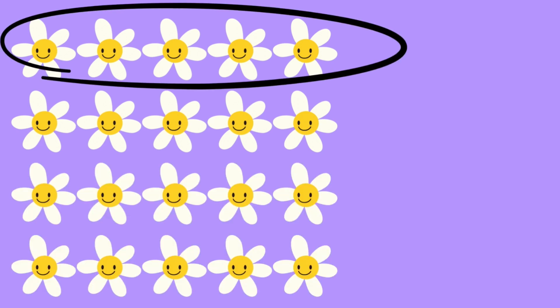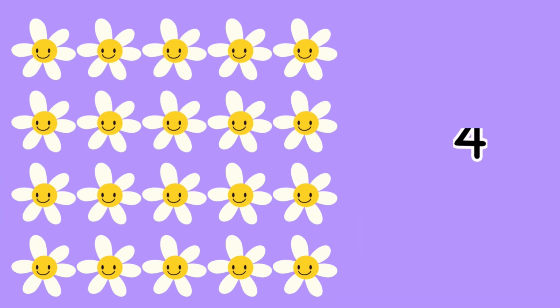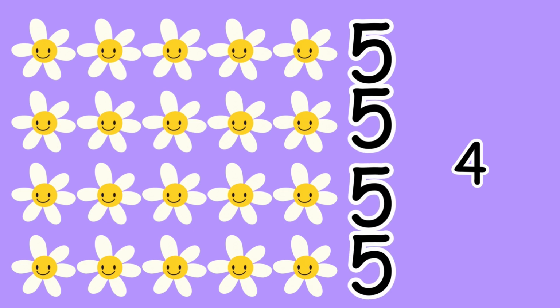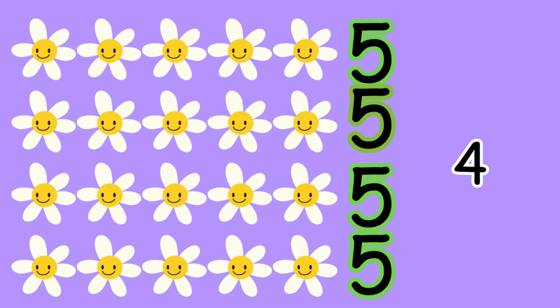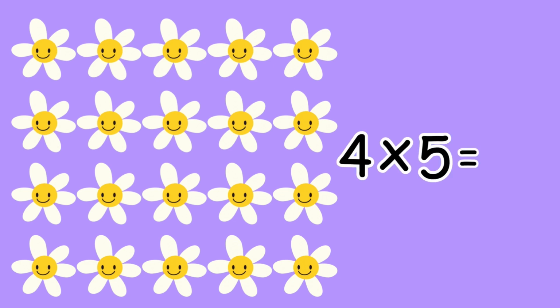These flowers remind me of an array. That means that we can use the rows and how much in each row so that we can write a multiplication equation. I have 5 flowers in each of my 4 rows, which gives me the multiplication equation 4 times 5 equals 20.